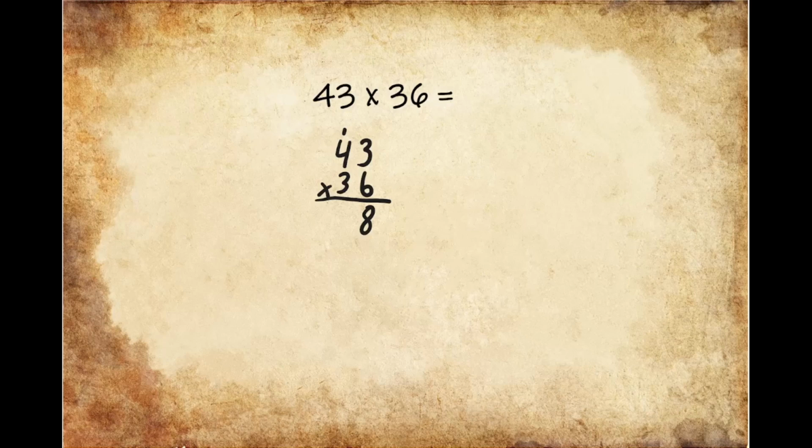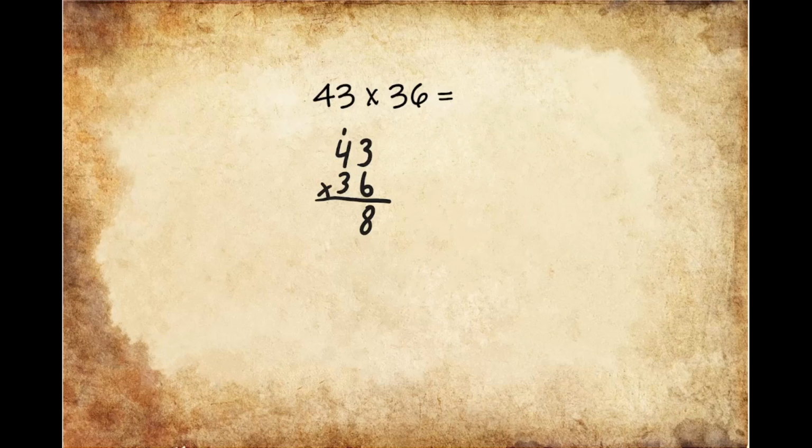So now that I've solved the ones place, I'm going to multiply 6 times 4 in order to figure out what 6 times 40 would be, because the 4 is in the tens place, so its value is actually worth 40. But just to make things simple, we're going to multiply 6 times 4 here.